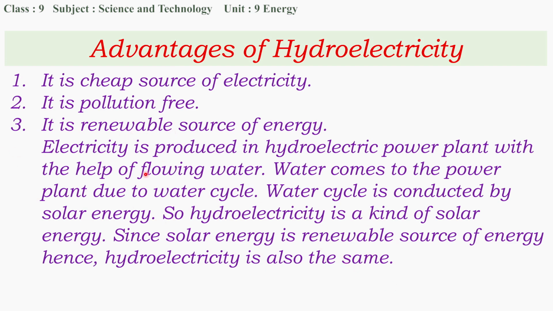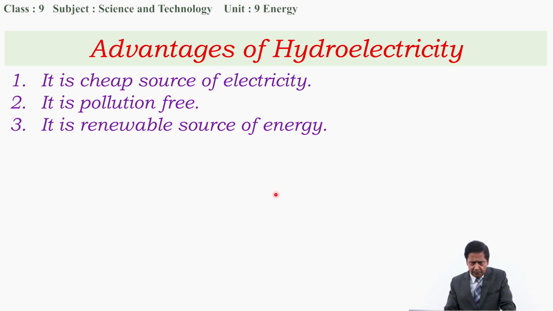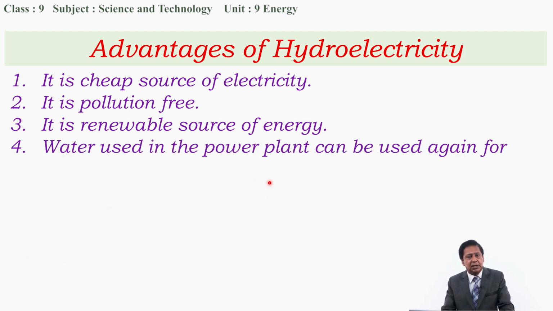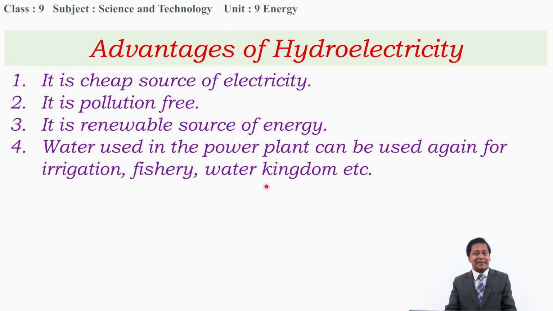These are major advantages. I want to add one more. Look at this. Water used in the power plant can be used again for irrigation, fishery, water kingdom, etc. What does it mean? It means this is not a single project of hydropower. It may be a combination of different projects. The irrigation project can also be combined with this. The water which is used to rotate the turbine can again be used for irrigation. It can again be used for fishery and making a water kingdom for entertainment. That's why this is another advantage of hydroelectricity.